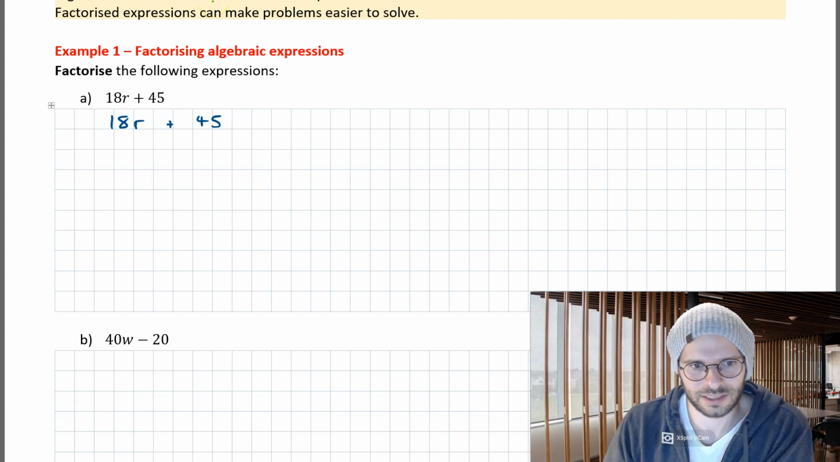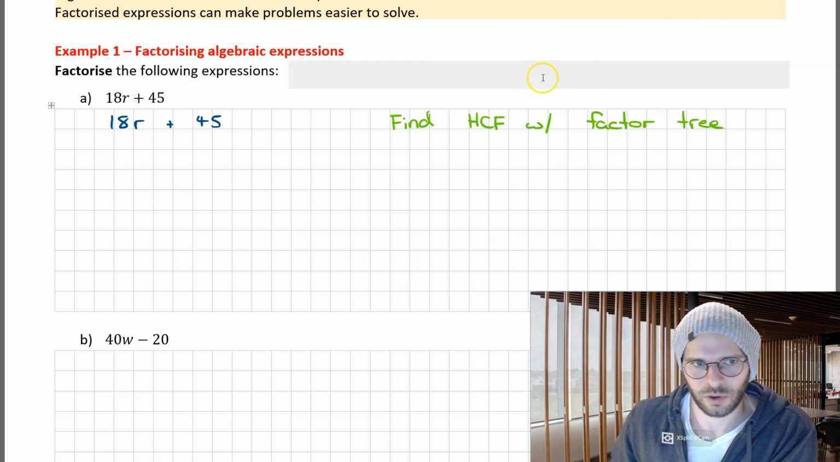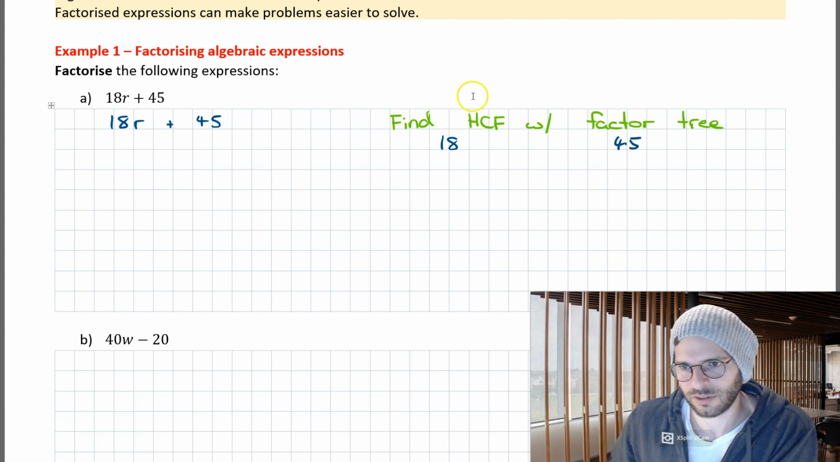The way in which I typically find the highest common factor is using something called a factor tree. If you're unsure about how to use factor trees, I'll have a link up here on the document you can use. Otherwise, let's have a look at how this can be done. We need a factor tree for the number 18 and another one for the number 45.